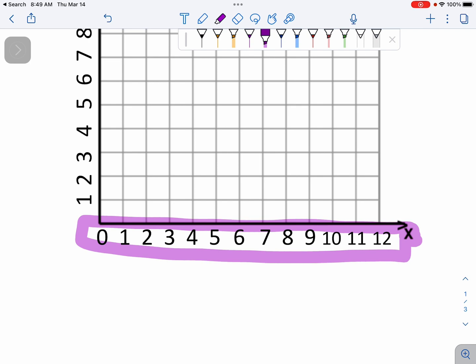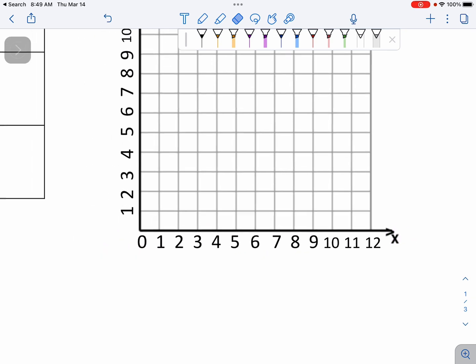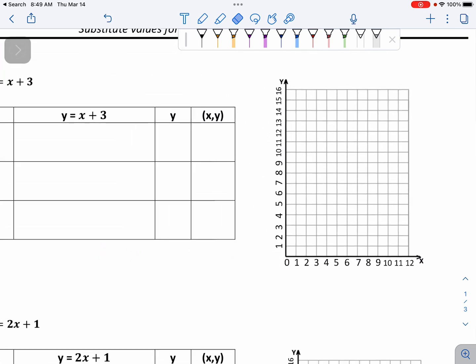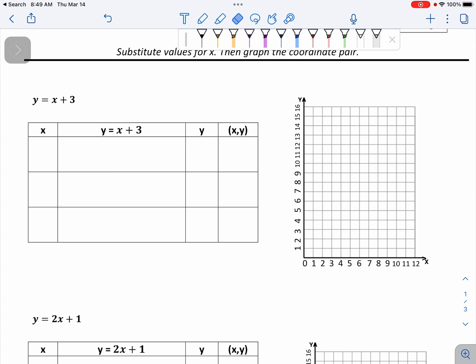So if I'm picking numbers for x, I'm not going to pick like 23. Or I'm not going to pick a negative number, which would be silly because we haven't learned those. But you really need to pick a number between 0 and 12. And some numbers are going to work better than others. So let's try this out.